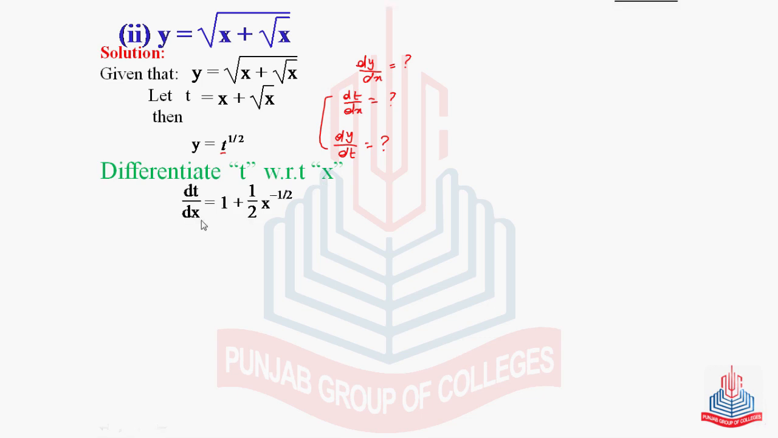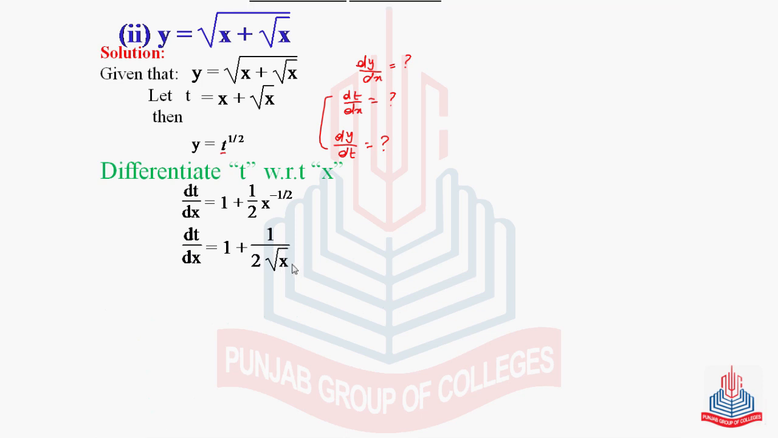dt by dx. This x, when we apply derivative, that will become 1. And when we apply derivative on square root of x, that is 1 by 2 x raised to the power minus 1 by 2 by using power theorem, that can be written as 1 by 2. This will shift into the denominator and that will become square root of x. So finally we have dt by dx is equal to 1 plus 1 by 2 square root of x.